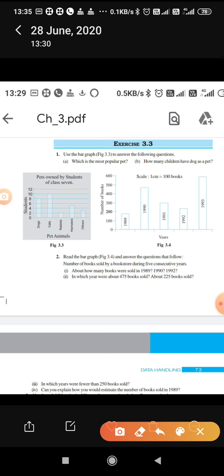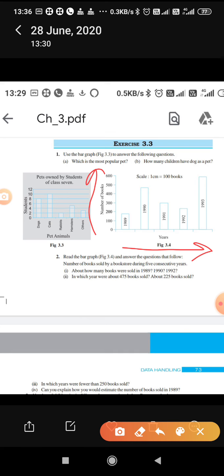Now see the second one. Read the bar graph and answer the questions that follow. Number of books sold by the bookstore during 5 consecutive years. Consecutive years means the regular years. Here you can see 1989, 1990, 1991, 1992 are given. Here we can see these are the years, and this is the number of books.